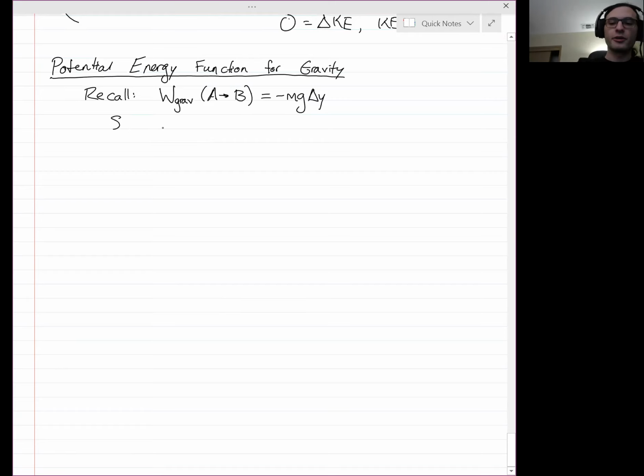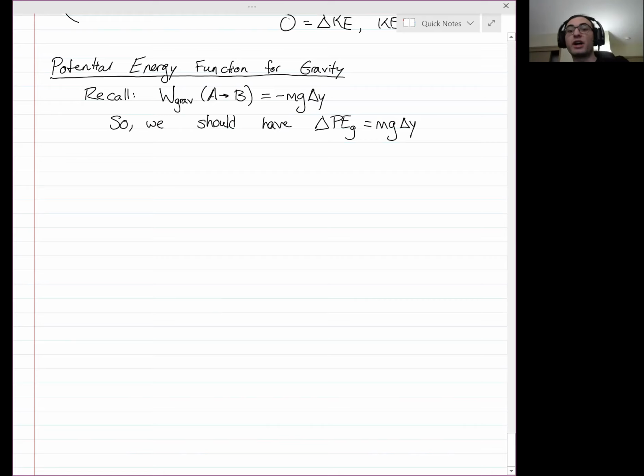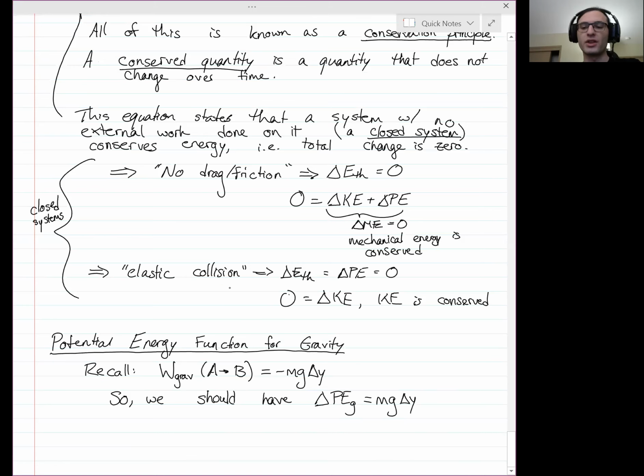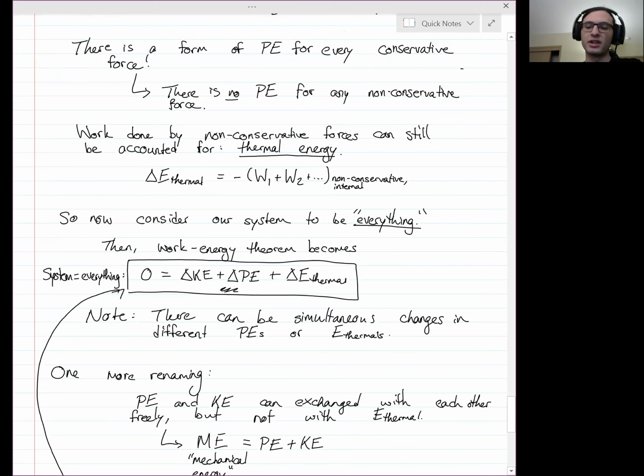We should have that the potential energy due to gravity, or the gravitational potential energy, I might call PE sub g, is just the positive mg delta y, right? That's how we've defined the change in potential energy. It's just the negative of the work done by that force. By the way, the reason we wanted that is so that we could have a plus sign here rather than a minus sign. And it makes our calculations easier.